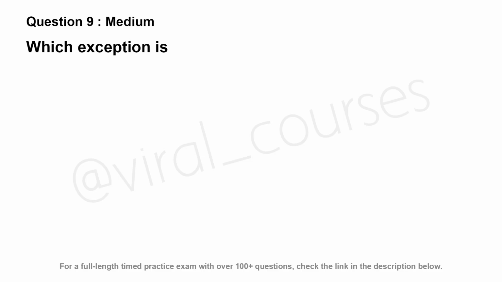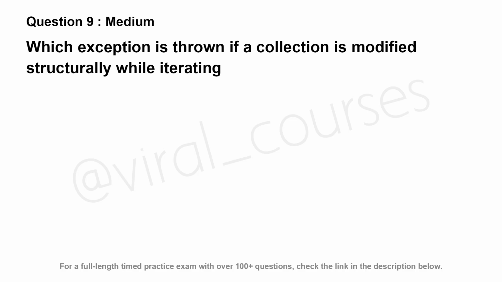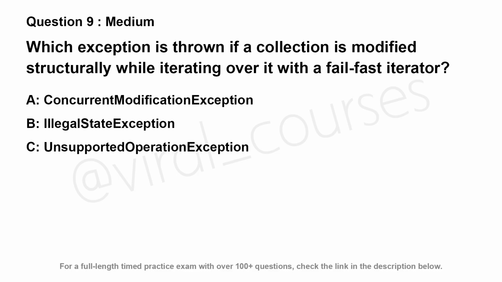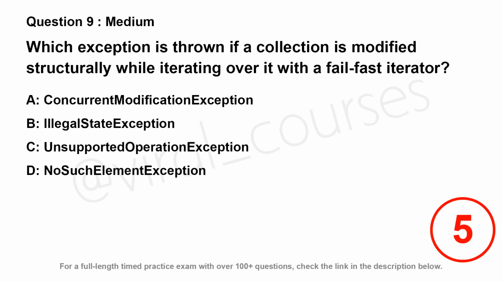Which exception is thrown if a collection is modified structurally while iterating over it with a fail-fast iterator? Option A, ConcurrentModificationException. Option B, IllegalStateException. Option C, UnsupportedOperationException. Option D, NoSuchElementException.